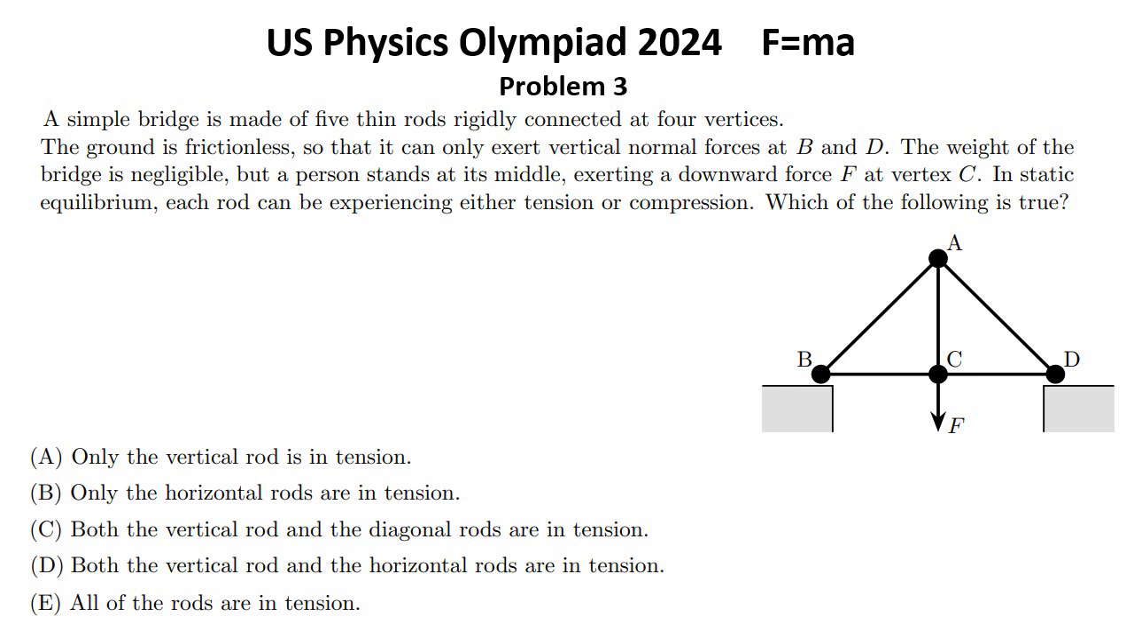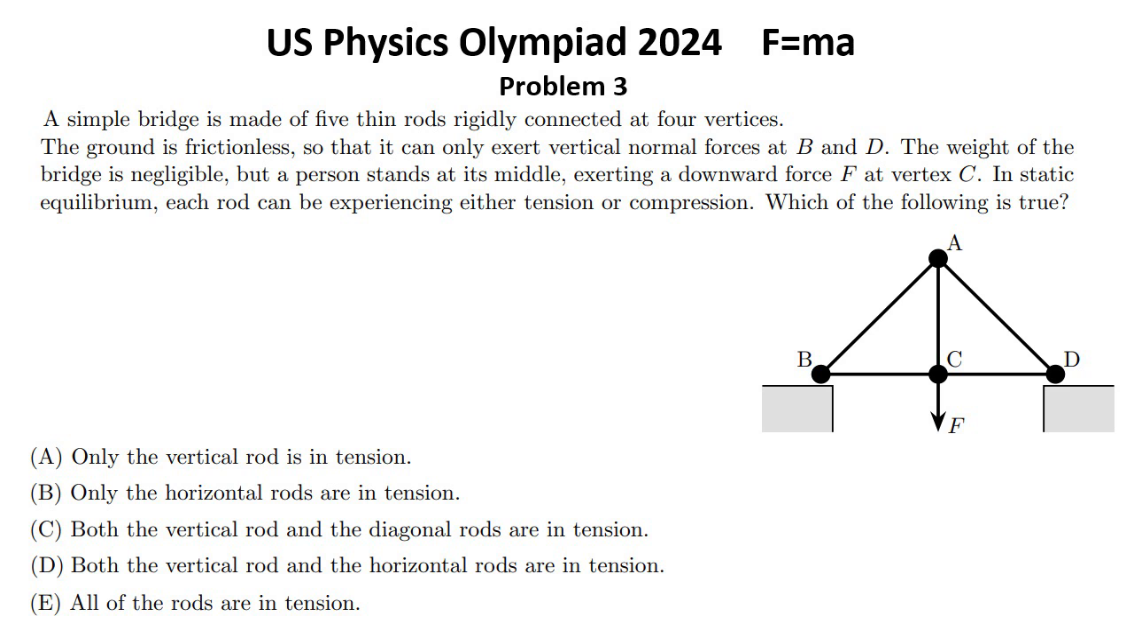Problem number 3. A simple bridge is made of 5 thin rods rigidly connected at 4 vertices. The ground is frictionless, so that it can only exert vertical normal forces at B and D. The weight of the bridge is negligible, but a person stands at its middle, exerting a downward force F at vertex C. In static equilibrium, each rod can be experiencing either tension or compression. Which of the following is true?